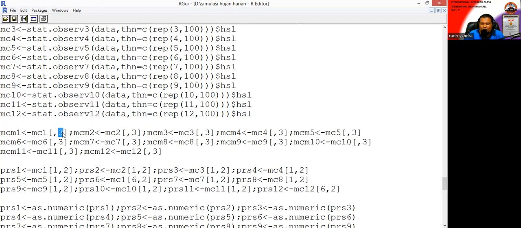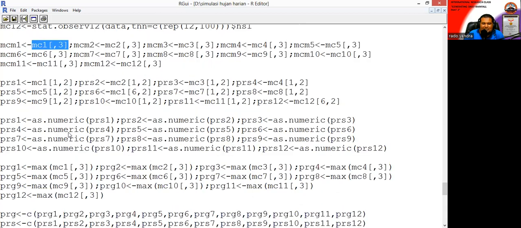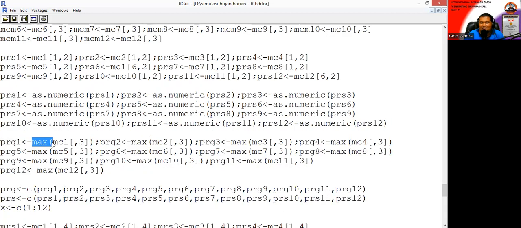We know the 3rd column holds the 100 values of the probability of not rainfall produced by the simulation. So for the representative of the 100 values in the 3rd column, we use the name maximum. The maximum is the representative of the 100 values in the 3rd column.